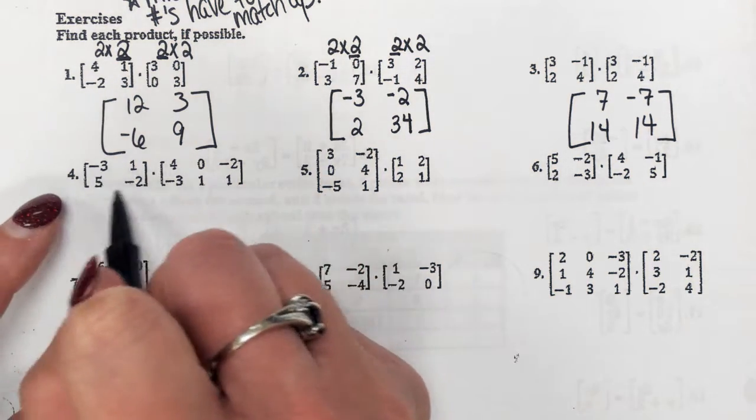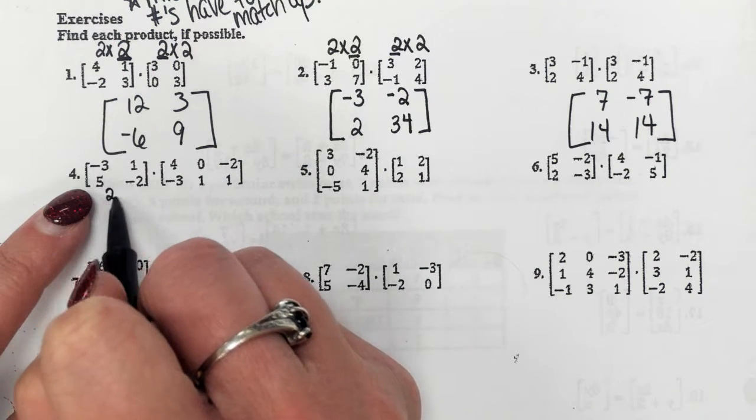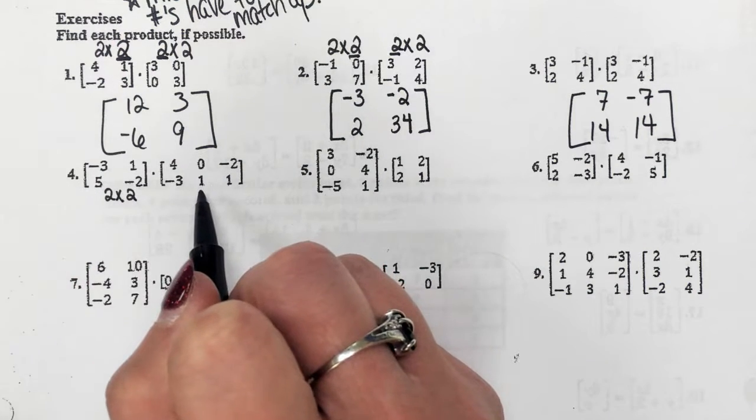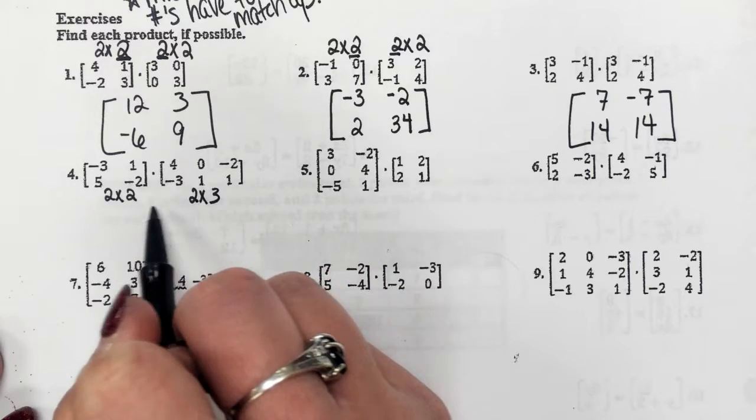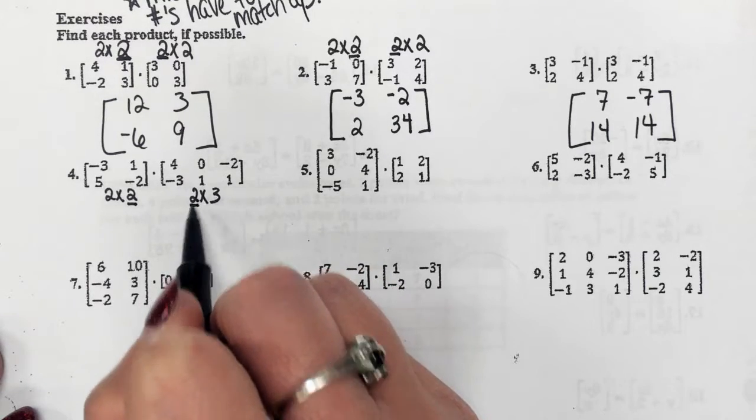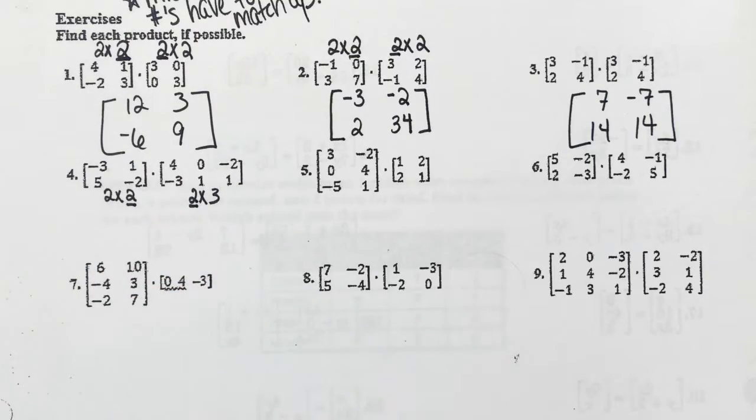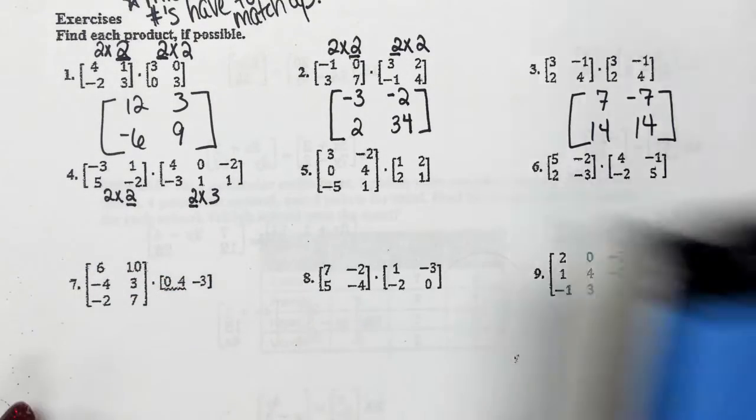What's the size of number 4, the first one? 2 by 2. What size of this one? 2 by 3, okay? Do the middle two numbers still match up? That's the only thing that matters, okay? All right, so let's go to our calculator.